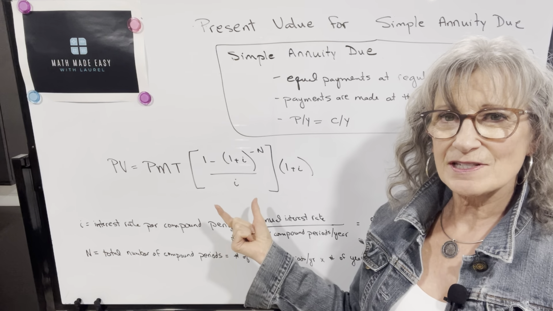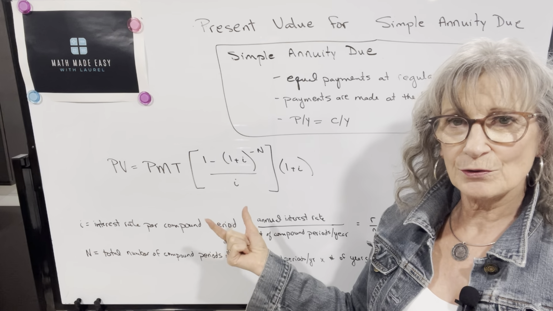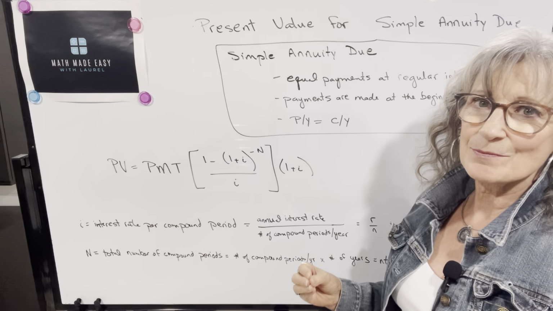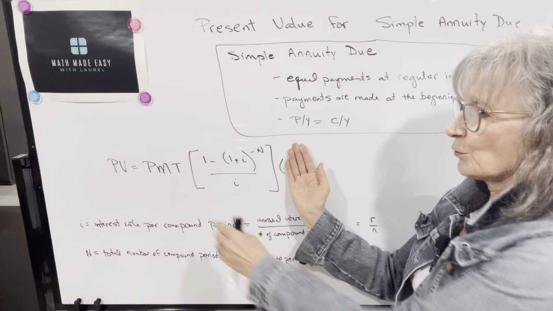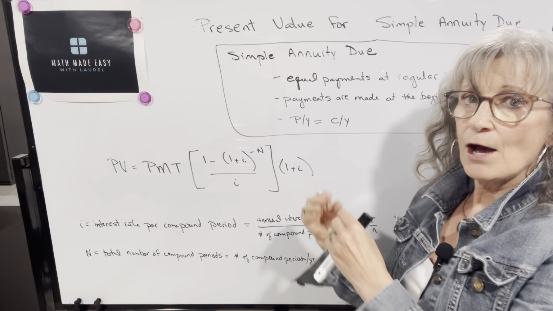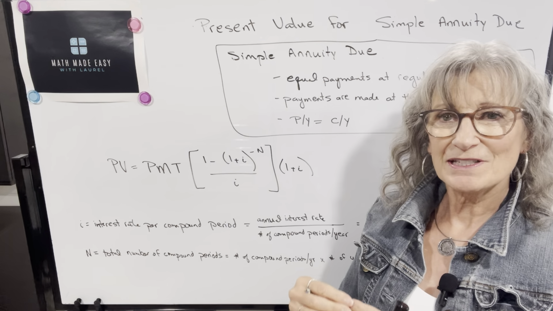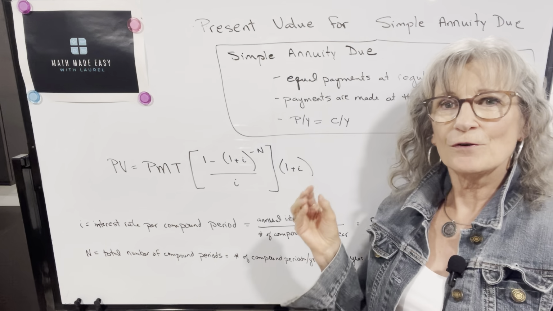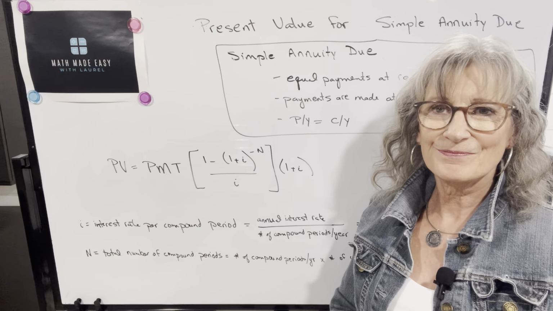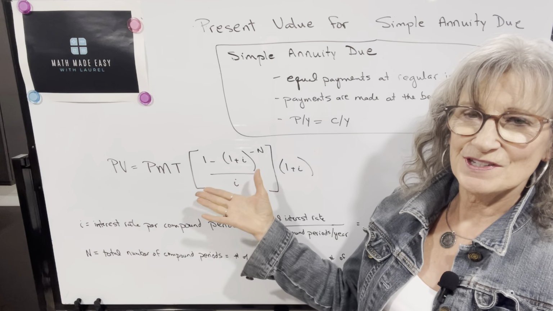This formula is very similar to the formula for finding present value of ordinary simple annuities, except that for ordinary simple annuities, you didn't have this factor. The formula was just like this. However, because it's an annuity due and the payment is at the beginning of the interval, this factor adjusts the formula for that extra compounding period. Let's do a few examples using this formula.